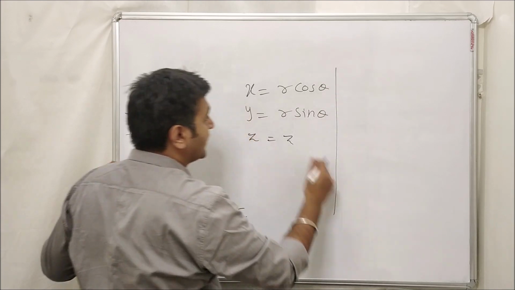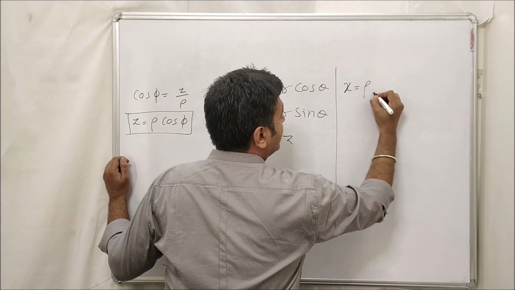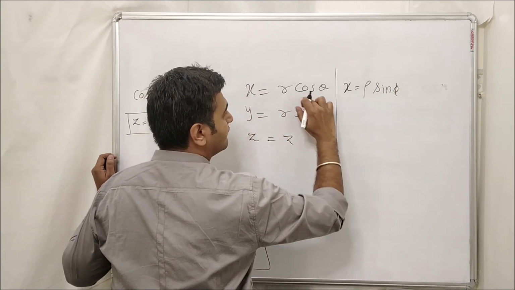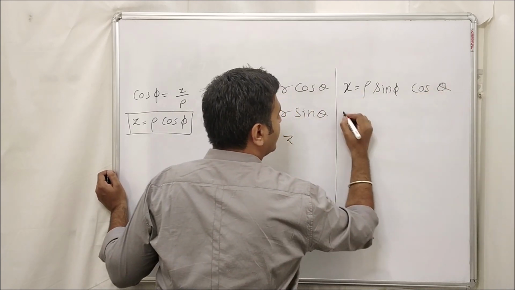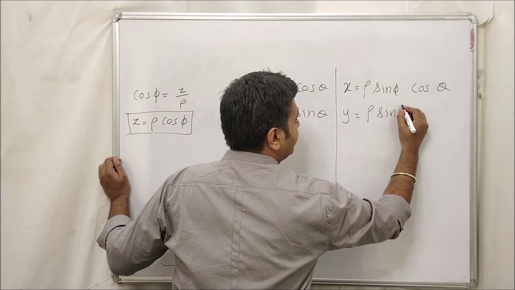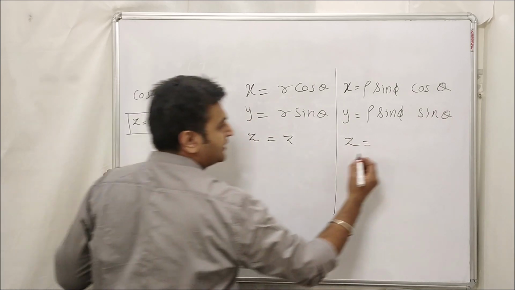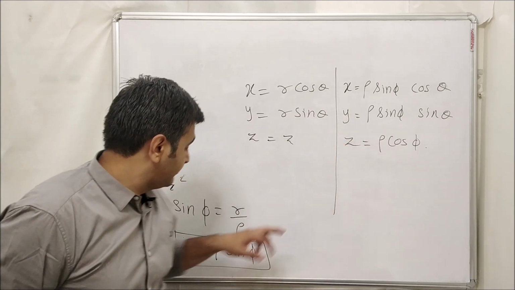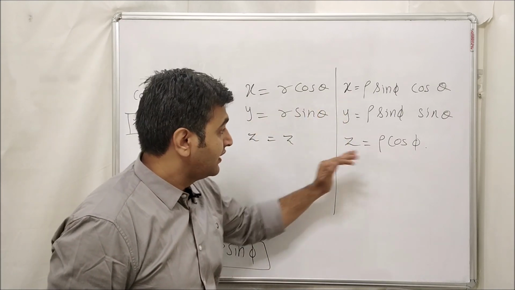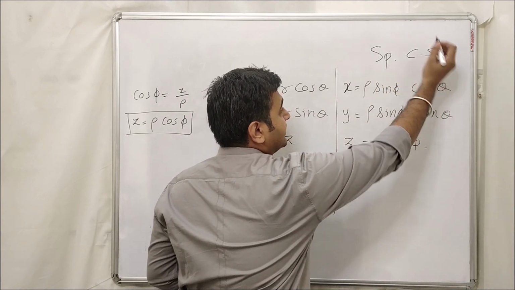Now in spherical, you replace your R. What is your R? Rho sin phi. So therefore your X is rho sin phi cos theta. Your Y, what is your R? Rho sin phi. So this is rho sin phi sin theta. And what is your Z? Z we just derived, it is rho cos phi. So you simply remember your R and Z and you plug them into the cylindrical coordinate system, and these are the transformations for the spherical coordinate system.